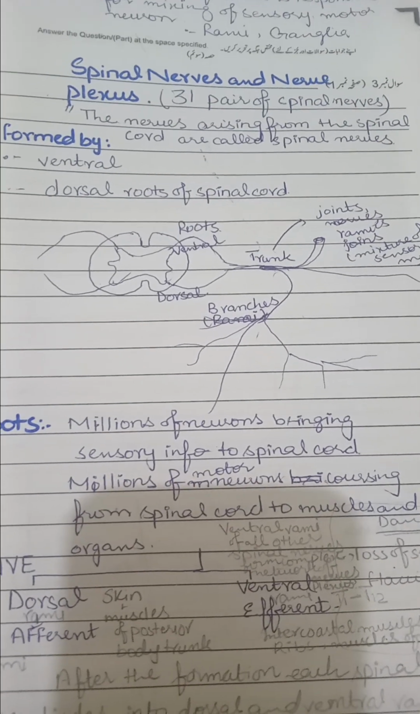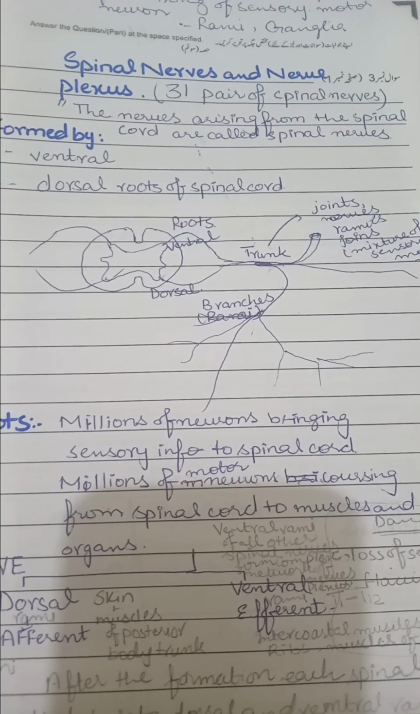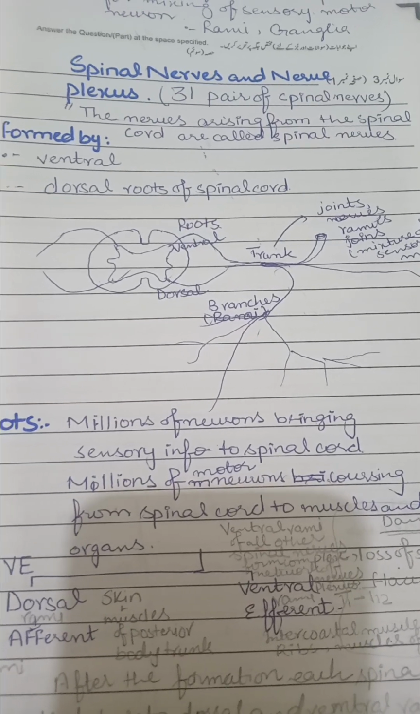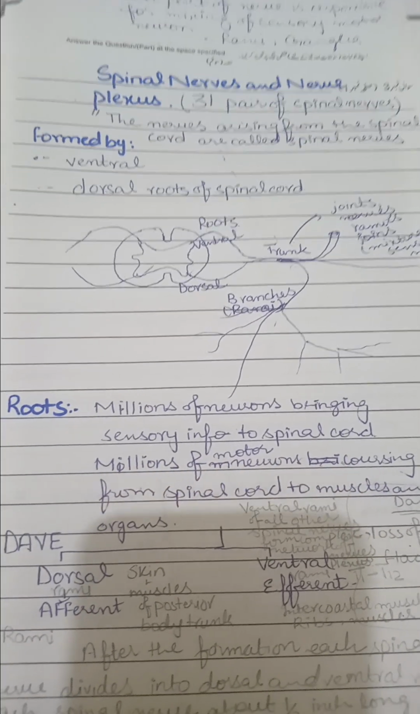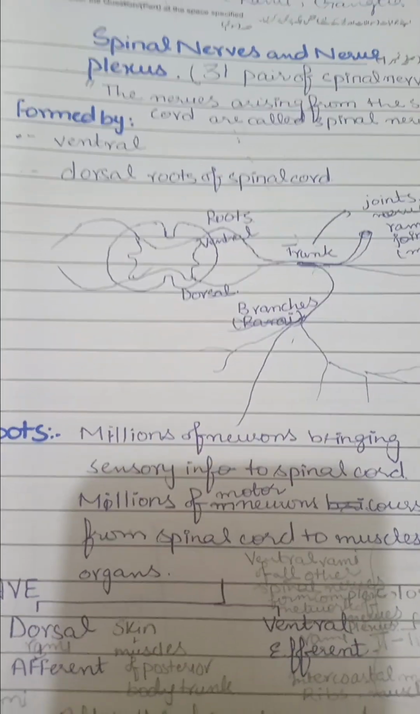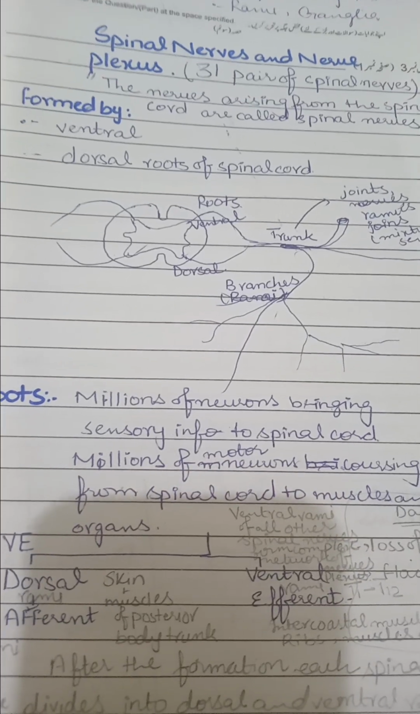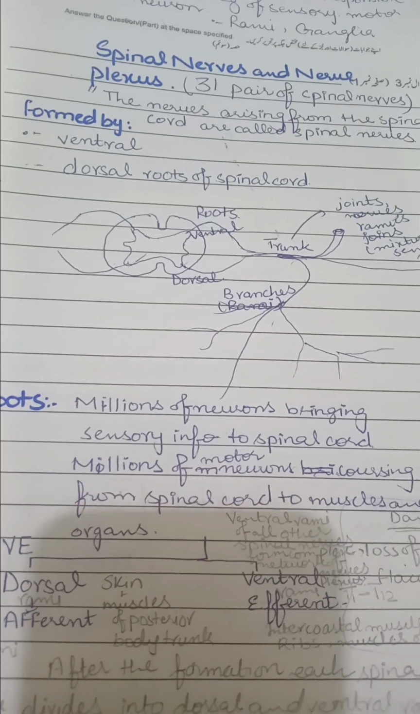What is spinal nerves? We have already discussed that nerves arising from the spinal cord are spinal nerves. There are 31 pairs and they are formed. Okay, now this part is very important, that is how the spinal nerves are formed. They are formed by the two major parts of the spinal cord, that is the ventral root and the dorsal root.